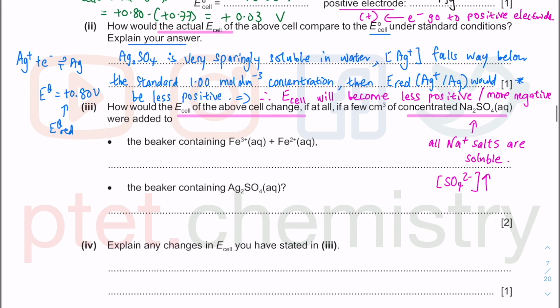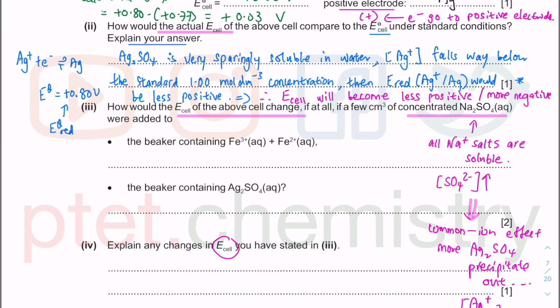They are just asking for how it would change. They don't ask for explanation. Actually, they do, don't they? Actually, they might later on, but anyway. So when that happened, we get the common ion effect. And what is the common ion effect? It basically means that more Ag2SO4 precipitates out. And if that precipitates out more, your Ag+ aqueous is going to decrease.